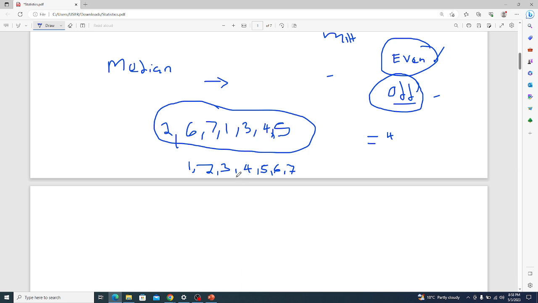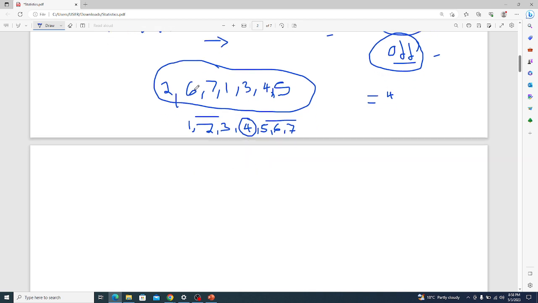So we are going to just take the most middle value. We have 3 values here, and we have 3 values here. So 4 is the middle value. All right. What about if I were to remove 7, or if I were to remove 3? What would be our median?